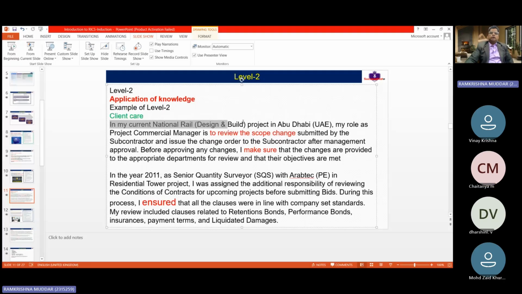My role as the cost control manager is to review the changes which have occurred during the procurement process. Understand? So this type of things we have to say. You are saying how you have implemented. Correct.